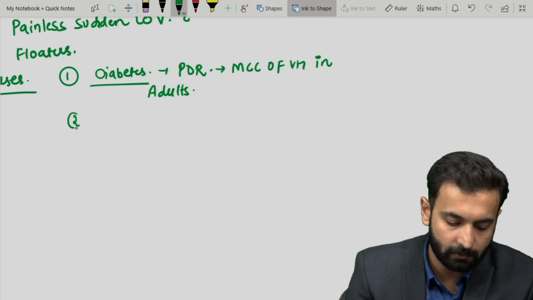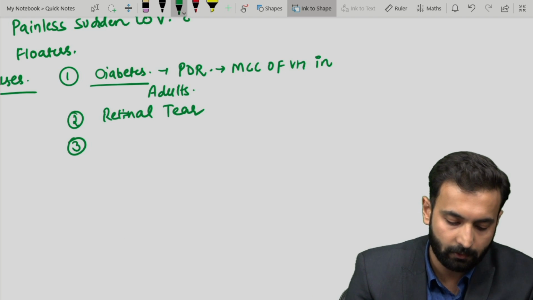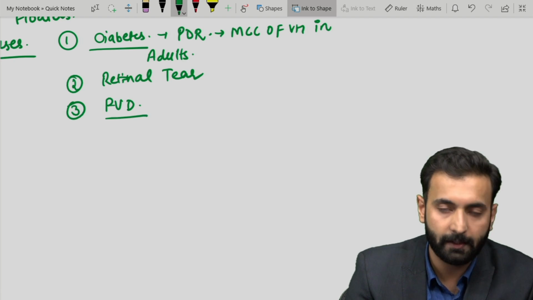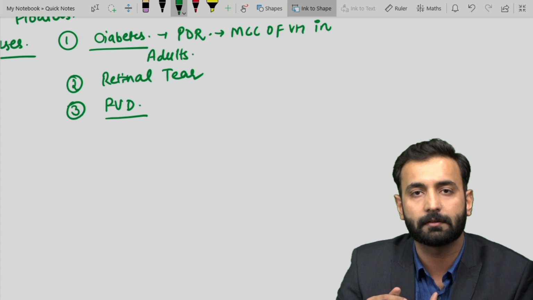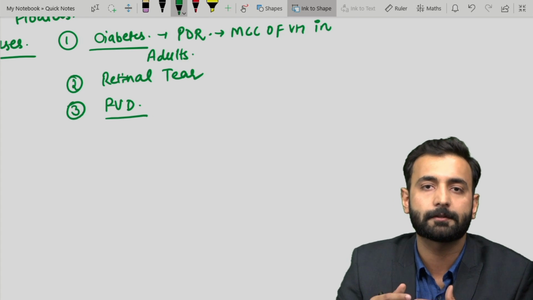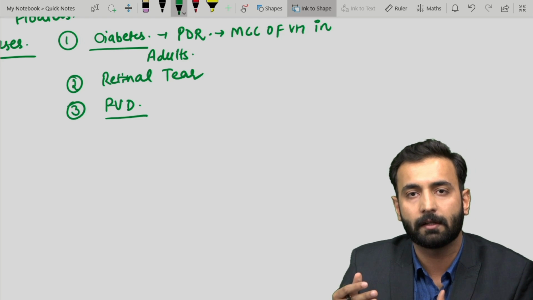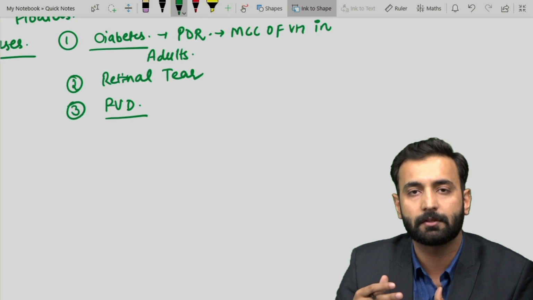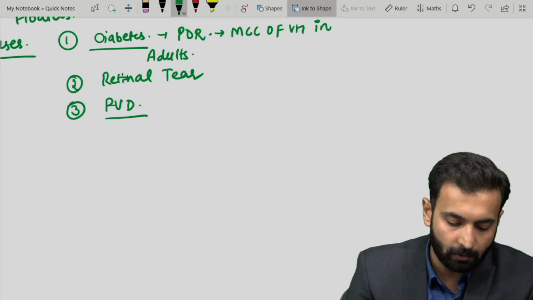Now what are the other causes you should know? Second cause is retinal tear. Third cause is PVD. PVD is posterior vitreous detachment. So there is detachment of the vitreous, right. As you all know, vitreous is present in the posterior segment of the eye. So vitreous is in contact with the internal limiting membrane of retina. So in PVD there is separation of the vitreous from the internal limiting membrane of retina. So third cause is PVD.